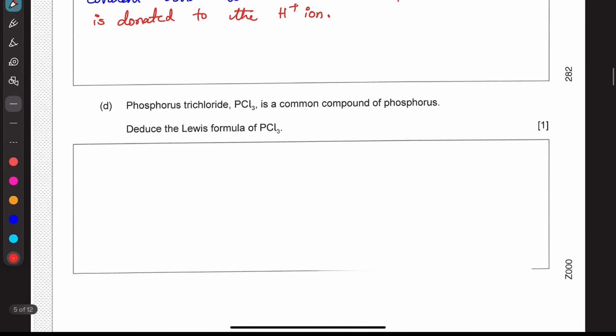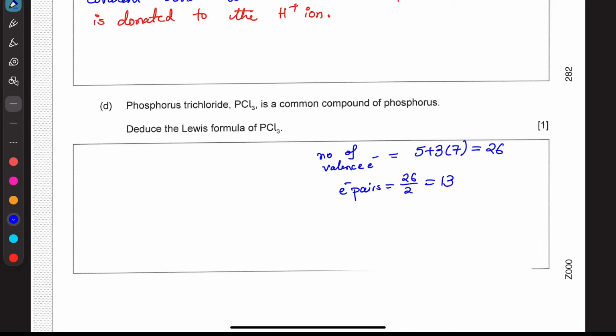Done. Next, phosphorus trichloride, PCl3, is a common compound of phosphorus. Draw the Lewis formula of PCl3. Pretty straightforward, but we can do it my way. We find the total number of valence electrons. Phosphorus has 5 and each chlorine has 7. It will be 26. To find the number of electron pairs, we divide by 2. That's 13 electron pairs. So for PCl3, you use 3 single bonds, which means 3 electron pairs are used to connect the atoms. Now, using the 10 electron pairs left, you first complete the octet of the outer atoms.